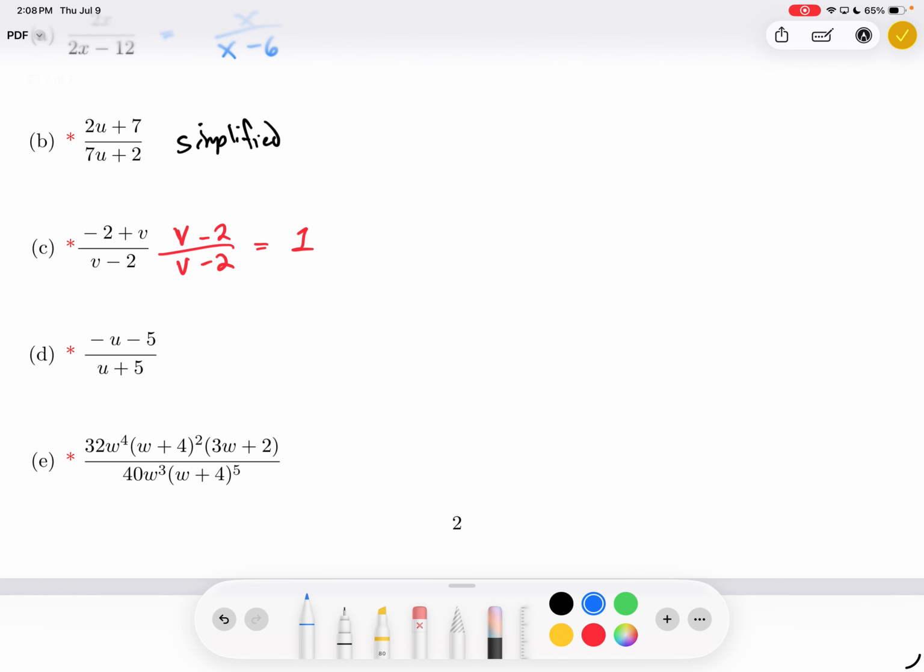The next one, D, looks like you should be able to simplify it. So they just got different signs. So what if I factored out a negative 1 on top? That'd give me positive u and positive 5. And then I have u plus 5 on the bottom. So if you have a u plus 5 on top and a u plus 5 on the bottom, they're the same. I can factor those out and simplify those.